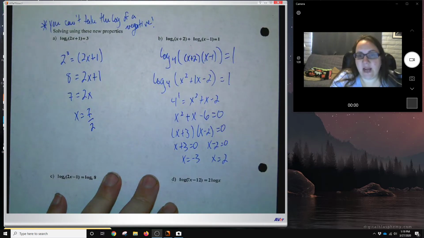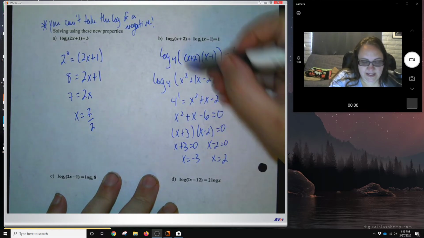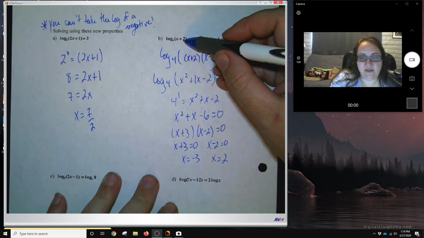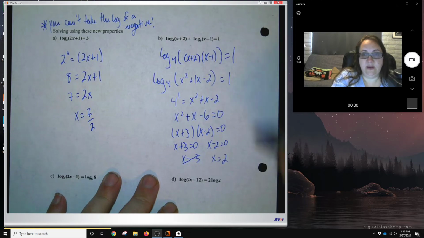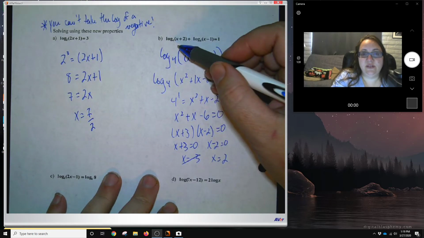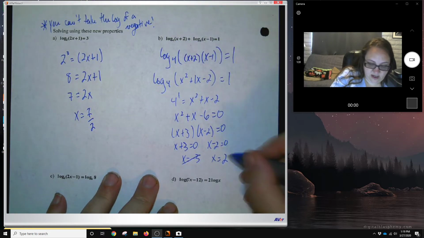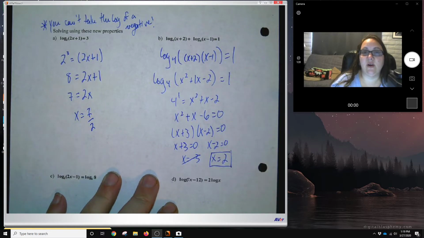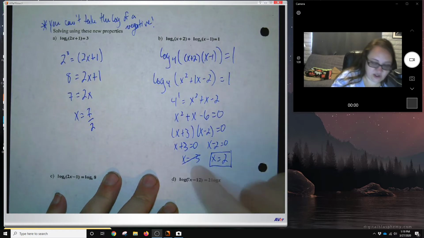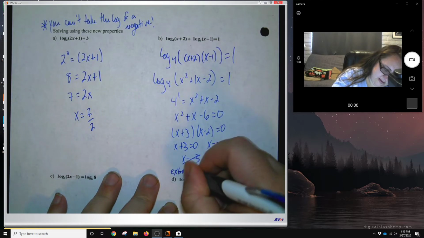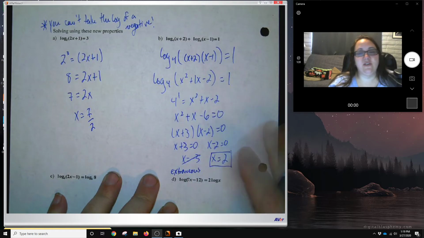So now I need to check those. Negative 3 plus 2 is negative 1. I cannot do the log of negative 1, so that's no good. 2 plus 2 is 4. 2 minus 1 is 1. That one is my only real solution. This solution, remember, is extraneous. So make sure that you're checking for extraneous solutions.